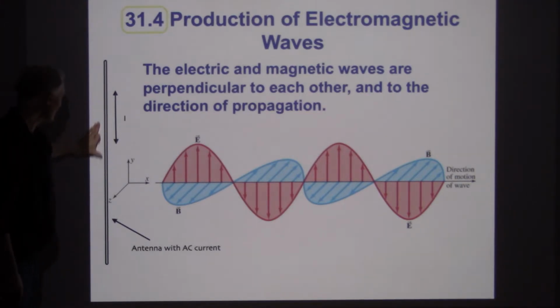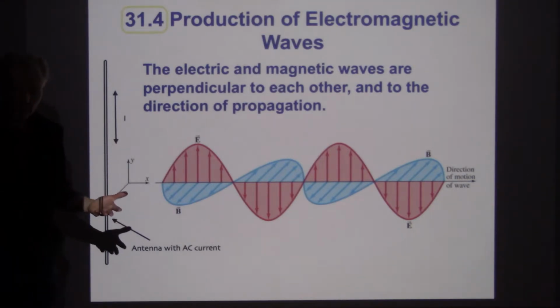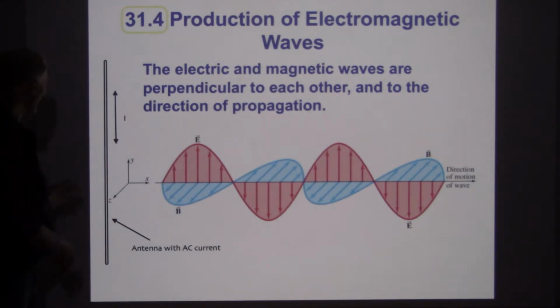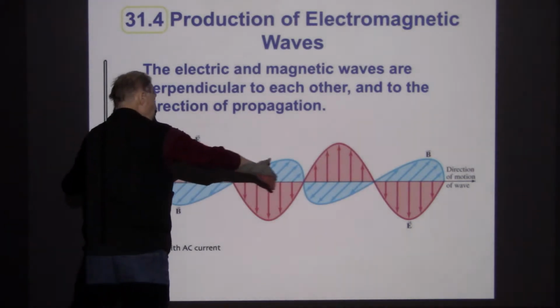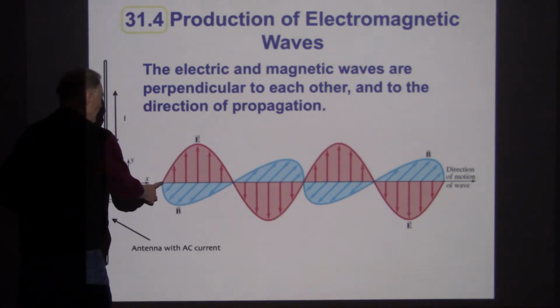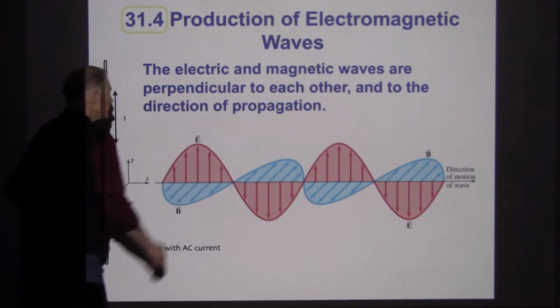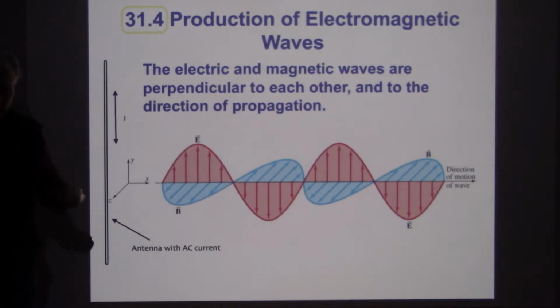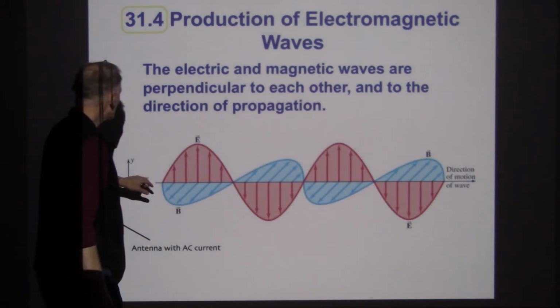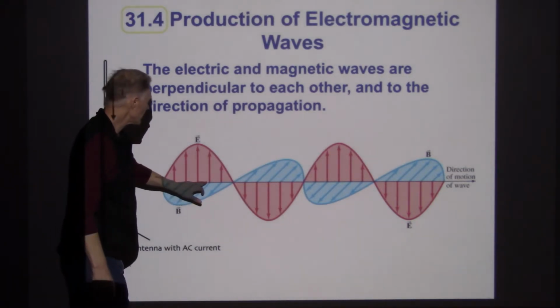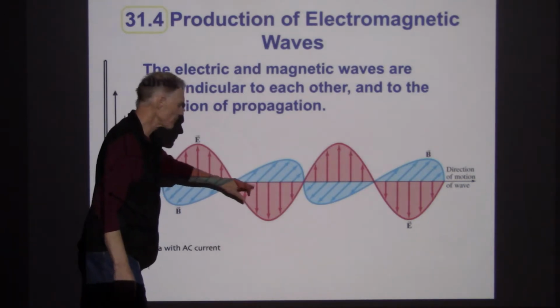So the antenna has a bunch of accelerating electrons, and that value of acceleration keeps changing, and as it propagates away from the antenna, what these values for the electric and magnetic field at each location correspond to is what the acceleration of the electrons was at that particular instant. So that pattern of accelerations shows up in the varying electric and magnetic field.